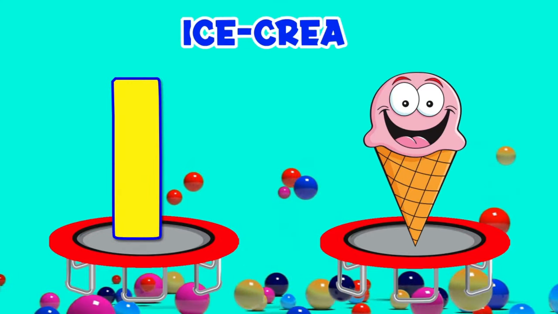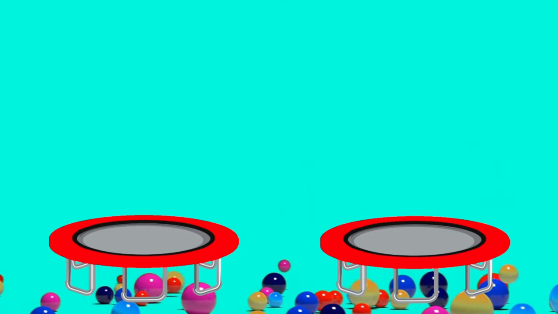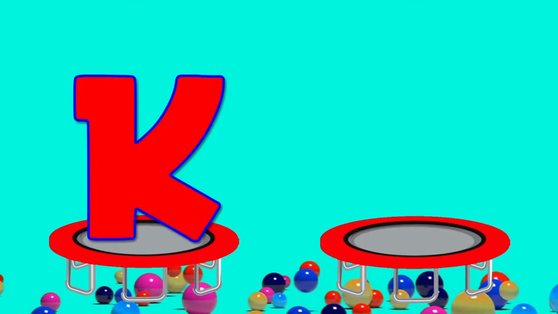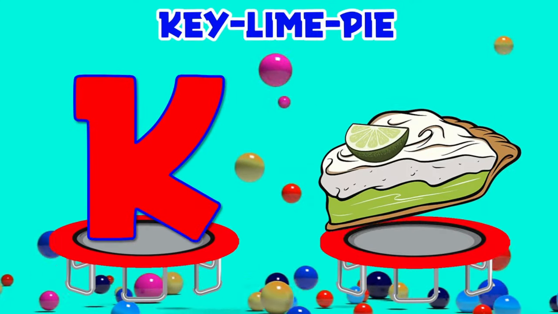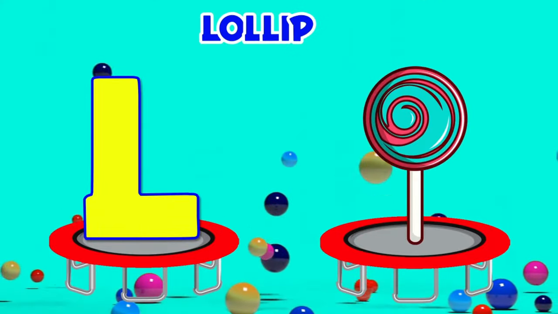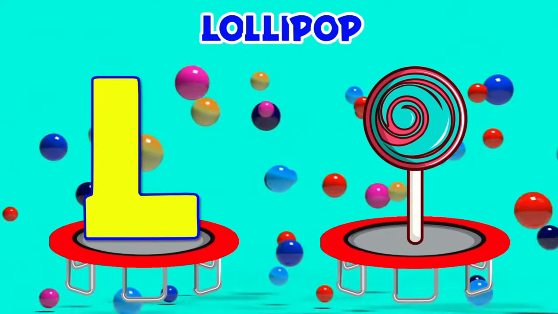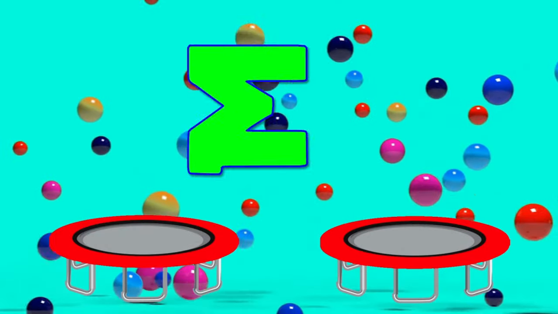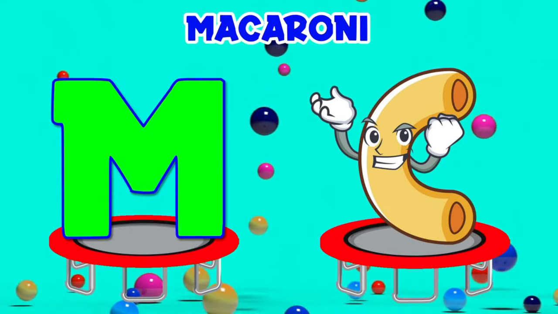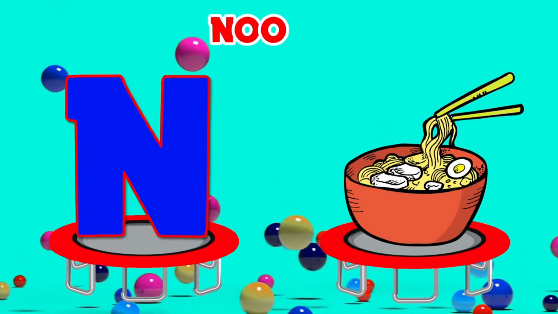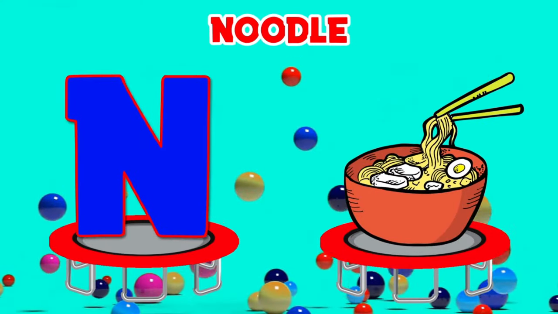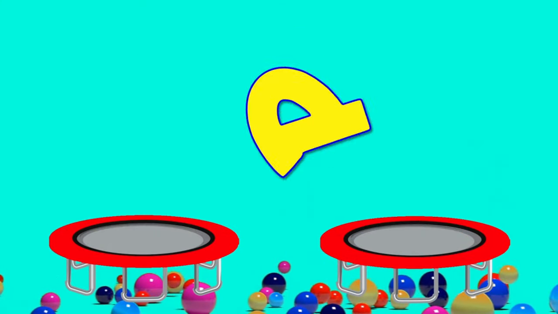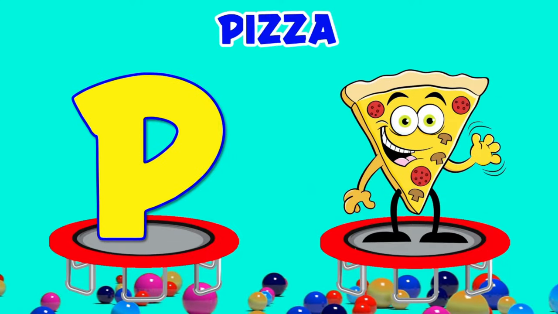I is for ice cream. I, i, ice cream. J is for jelly bean. J, j, jelly bean. K is for key lime pie. K, k, key lime pie. L is for lollipop. L, l, lollipop. M is for macaroons. M, m, macaroons. N is for noodles. N, n, noodles. O is for omelette. O, o, omelette. P is for pizza. P, p, pizza.